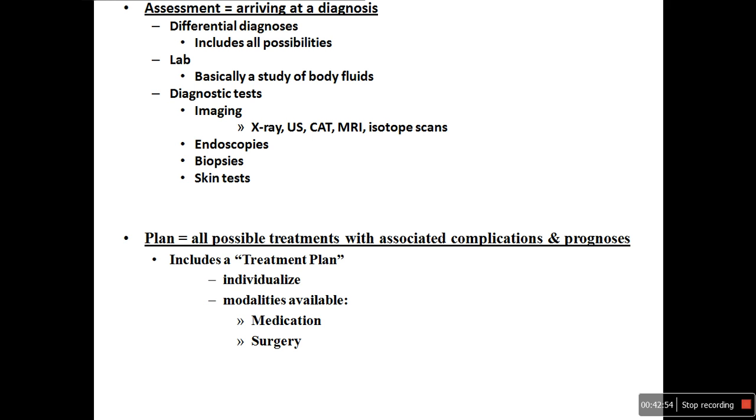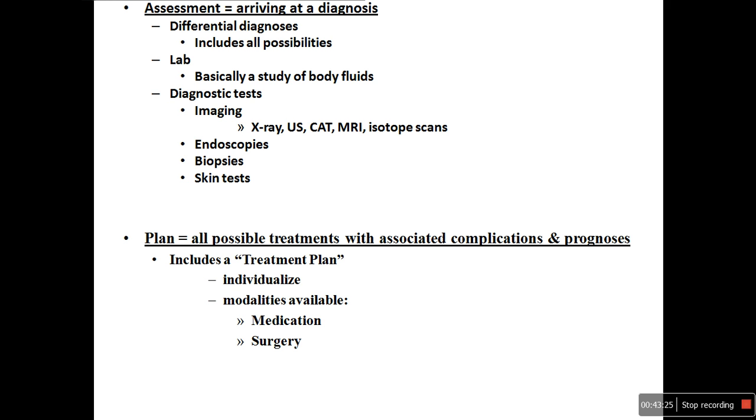Assessment is arriving at a diagnosis. What is assessment? Assessment is arriving at a diagnosis. The differential diagnosis includes all possibilities. A diagnosis should include all possibilities; all the possibilities must be in the diagnosis.